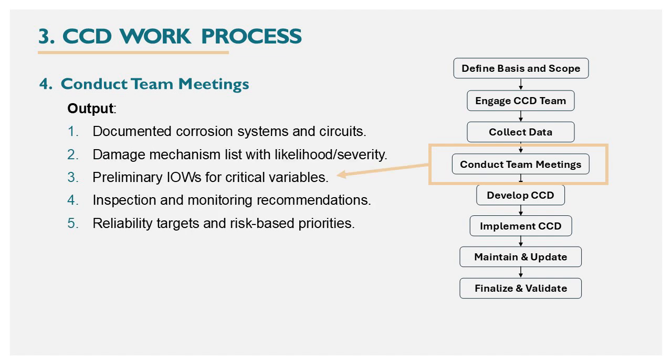Finally, the outputs of the team meeting activities include, number 1, documented corrosion systems and circuits, number 2, damage mechanism list with likelihood and severity, number 3, preliminary IOWs for critical variables, number 4, inspection and monitoring recommendations, and number 5, reliability targets and risk-based priorities.